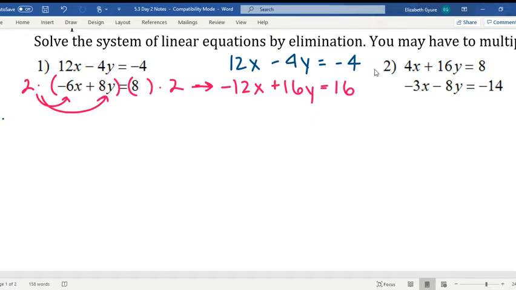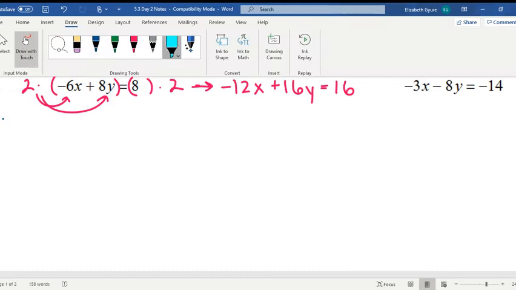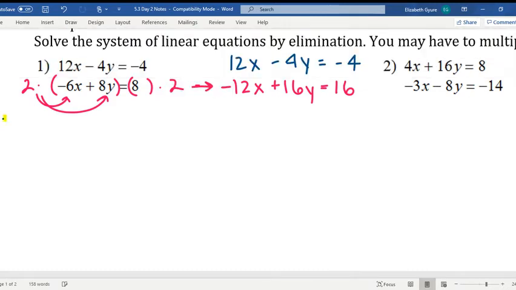Yeah, the 12s. We have a 12x and a negative 12x. So that was the whole purpose of multiplying that bottom equation by 2, was to make something cancel. And now something cancels, right? So now we're going to do the exact same process we did before. We're just going to add our equations vertically, right?